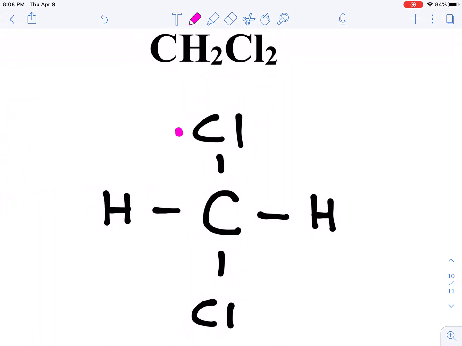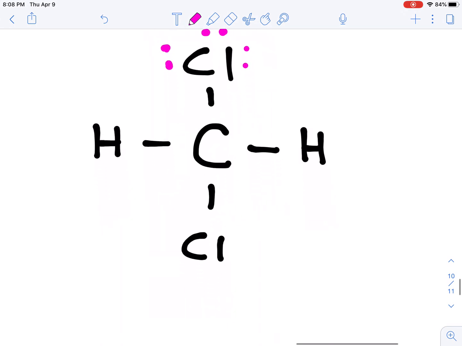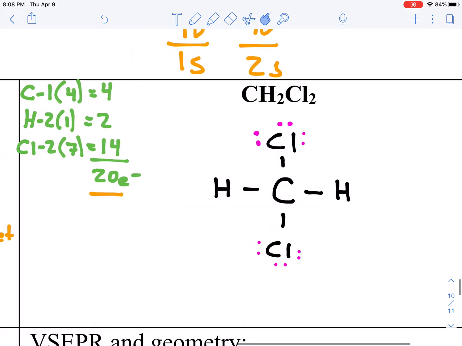So this chlorine needs an octet. We'll give it 6 valence electrons to complete its octet. And similarly, this chlorine needs its octet. We'll give it 6 more to complete the octet. Let's take stock of where we are. So hydrogen on the left, it has a duet, it's satisfied. Hydrogen on the right, it has a duet, it's satisfied. Chlorine up top has 8 valence electrons, it's in good shape. This chlorine has 8 valence electrons. Let's also look at the carbon. Carbon has 2, 4, 6, 8 electrons around it with those 4 bonds, so this carbon is also satisfied.